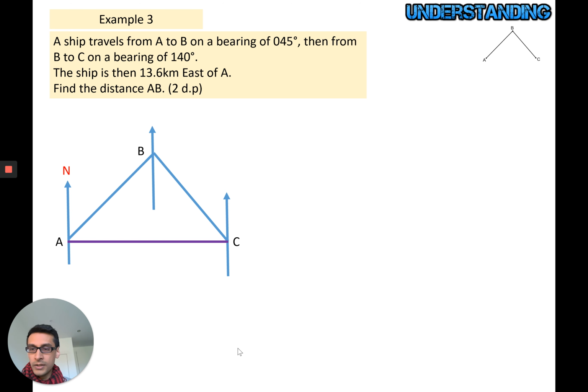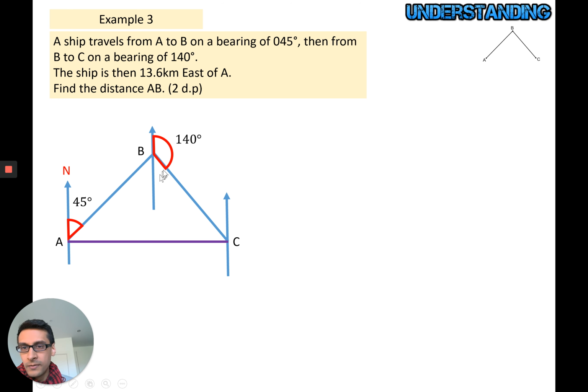So example 3. The first two examples I've done in the last video. Traveling from A to B on a bearing of 45 and then from B to C on a bearing of 140, the ship is then 13.6 kilometers east of A. Find the distance AB. So here's the diagram. So we know what we know.